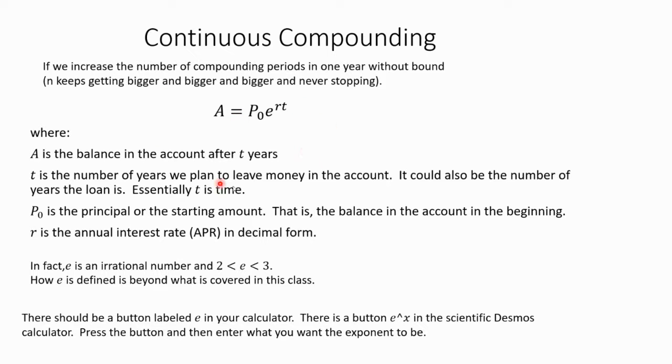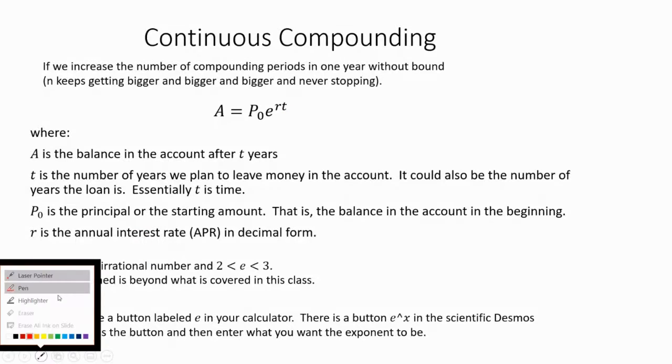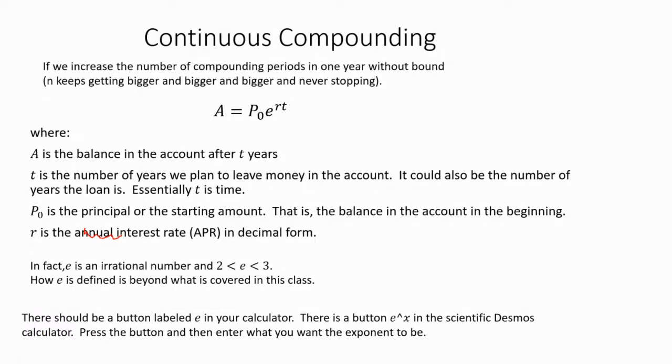I think some people call this PERT, although with the P0 it might be hard to say that. A again is the balance T years later. As before, T is time in years. P0 is the initial amount, the starting amount. R is the APR, the annual percentage rate, in decimal form.